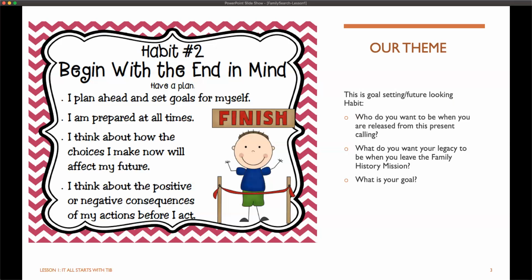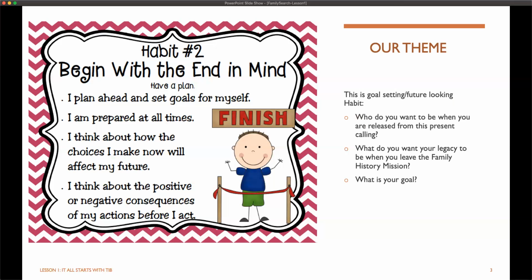So, regardless of who you are and why you're watching this, I would submit to you that you think about your effort, your work here with family history and FamilySearch in particular, as a beginning and an opportunity to set a goal. And that's really what Habit 2 is about. It's to begin with the end in mind, meaning you start something with a plan of what you hope to achieve. And sometimes that might change, but it's always good to have a target.